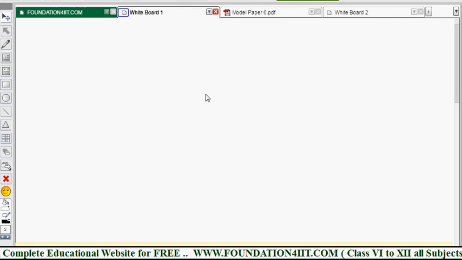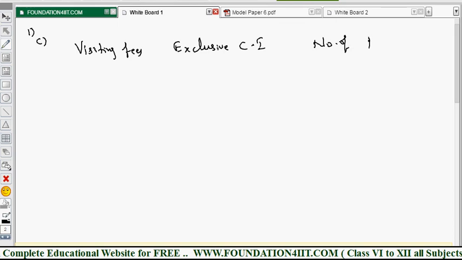If you convert into the exclusive case, the table. So visiting fees. This is given. We need to write the exclusive class interval. So we should find the exclusive class interval, and the number of dentists is the frequency. Number of dentists is f. This is the class interval. Let me take the table for this.